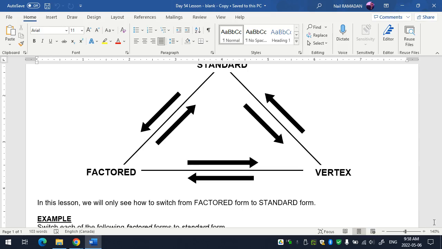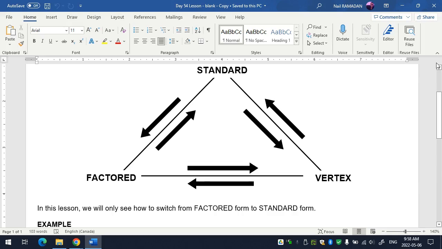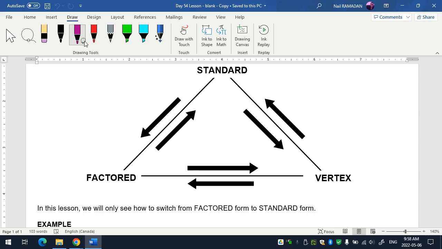Now, can you go? Everyone, come on. Can we go? You don't know the answer. So I'll tell you the answer, and then I'll tell you the name of the process. Can you go from vertex to standard? The answer is yes. So I want you now to put a check mark on this right here. Everyone, go ahead. Check mark. I'll go with green.